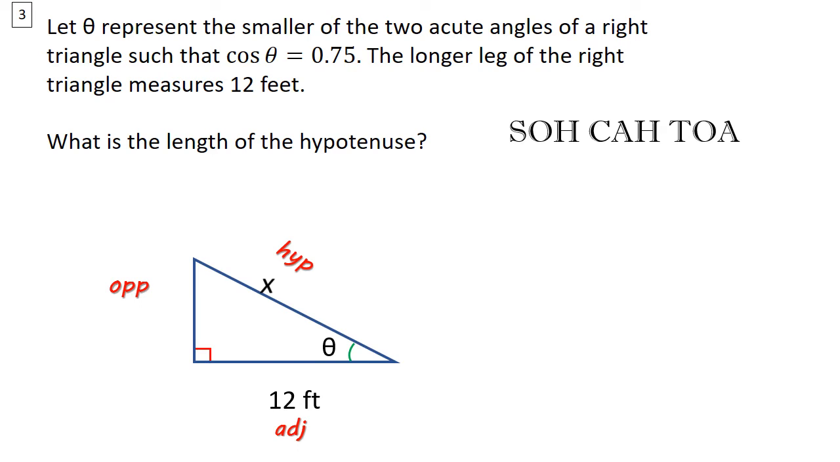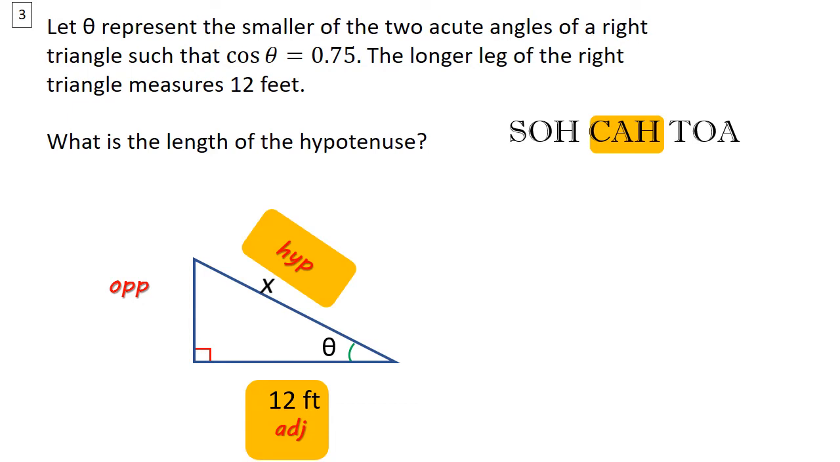So what do we got? We know the adjacent. We're looking for the hypotenuse. Adjacent and hypotenuse, that's going to be the CAH part, A and H. So that's going to be a cosine problem. Another nice indication of that is it tells us the cosine. It could have told me something else. We've worked with problems where we switch from cosine to sine or cosine to tangent if we need to. But this one was nice enough to give us a cosine.